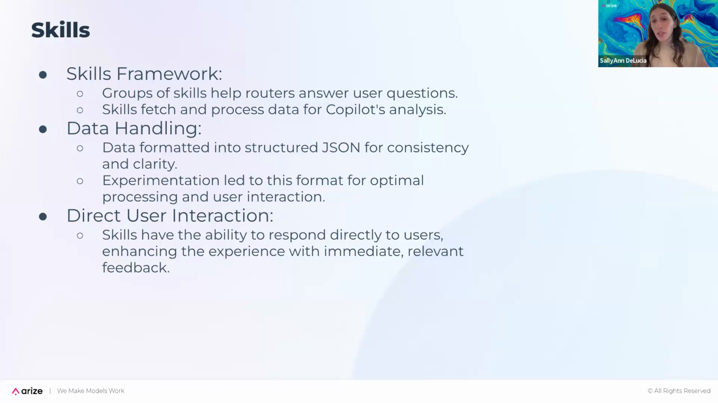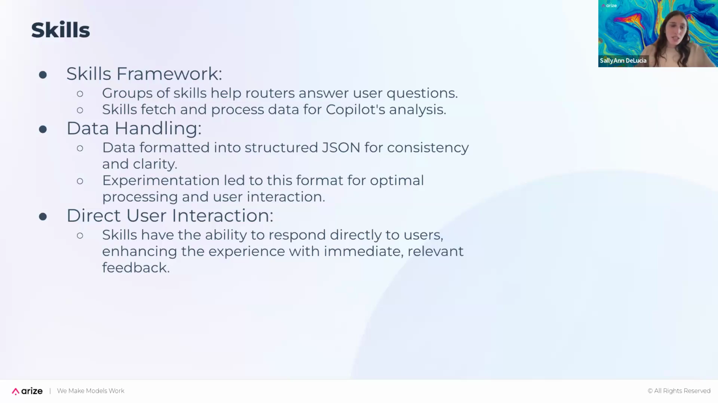This is another lesson we learned for the data handling side of things. We actually format our data into a JSON structure for consistency and clarity. We did a lot of experimentation around this. We started with things like maybe a CSV, and that didn't work so well. So we experimented and ultimately realized that Copilot did the best with data that was formatted as JSON. So it's another major lesson learned, and I did go into that in the blog a little bit.